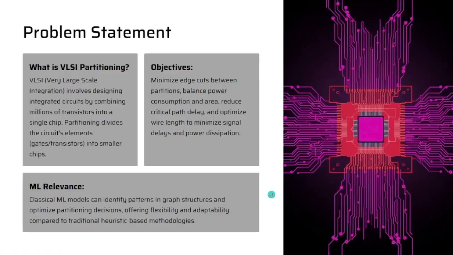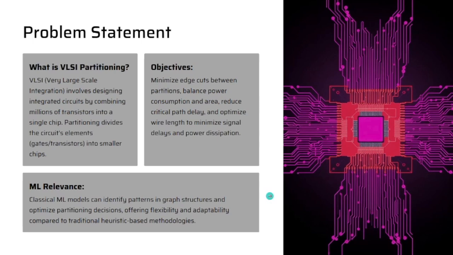What is VLSI partitioning? Very large scale integration involves designing integrated circuits by combining millions of transistors into a single chip. Partitioning then divides the circuit's elements into smaller chips. The objectives are to minimize edge cuts between partitions, balance power consumption and area, reduce critical path delay, and then optimize the wire length to minimize signal delays and power dissipation.